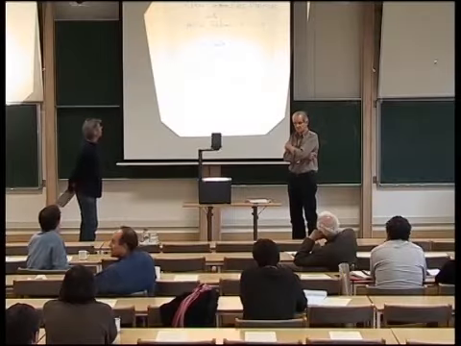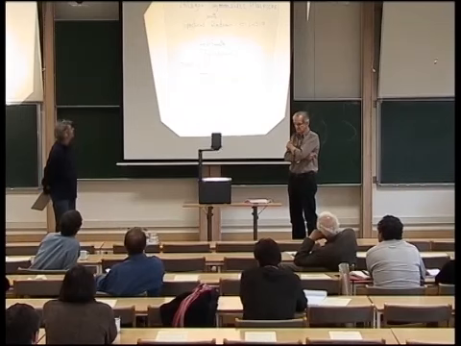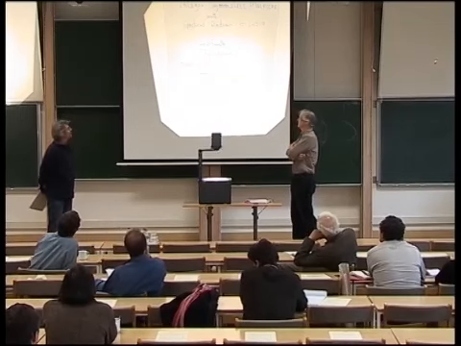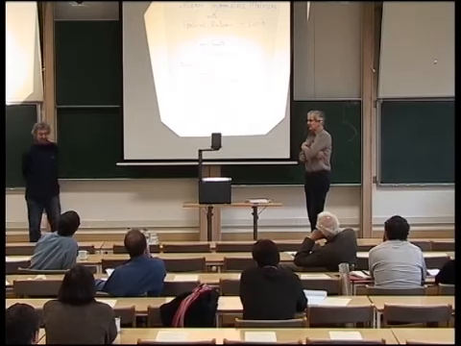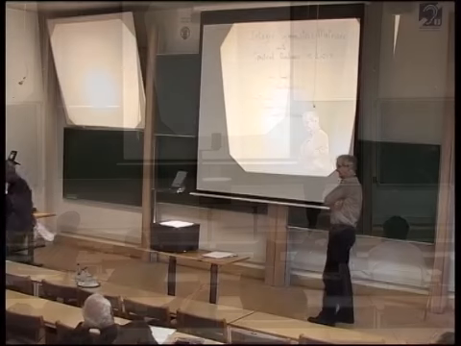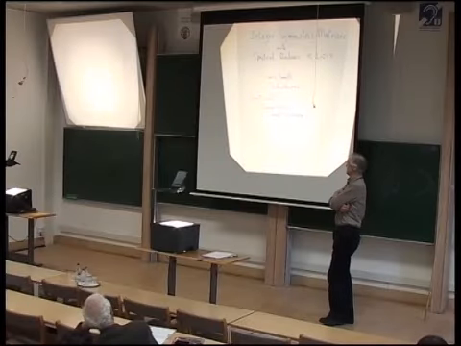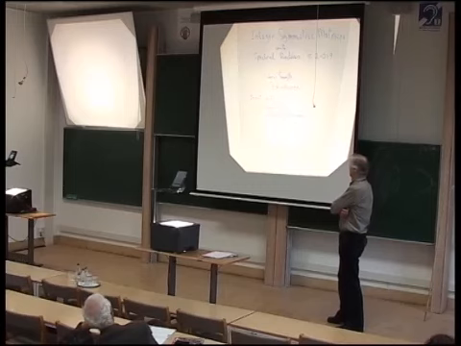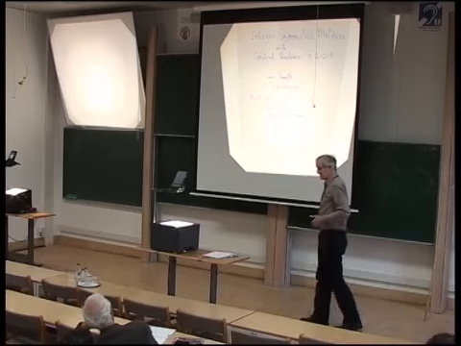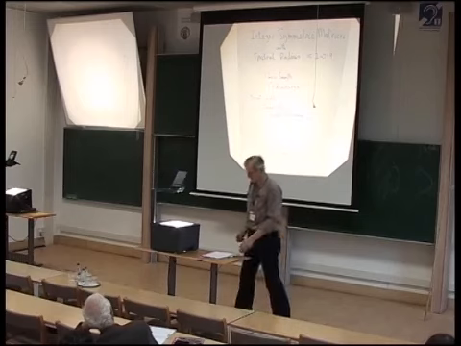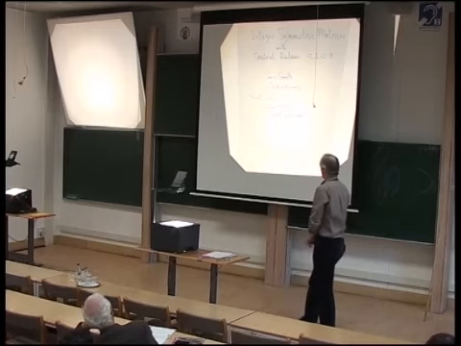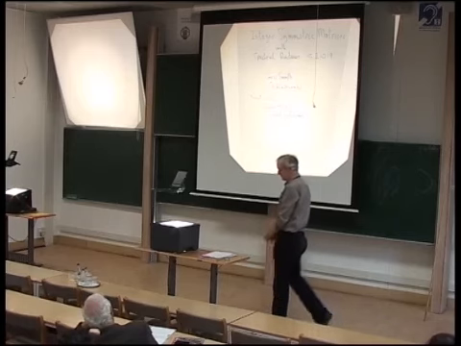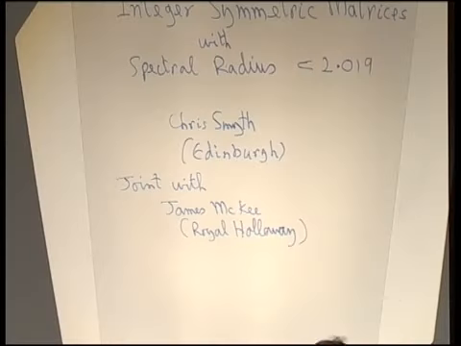Our final speaker today, this workshop, is J Smyth, who will tell us about integer symmetric matrices with spectral radius less than 2.019. Great, thank you very much. And the first thing I should say is that, as you see, this is joint work with James McKee in Royal Holloway.